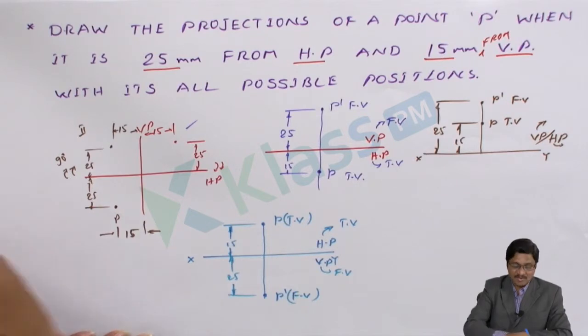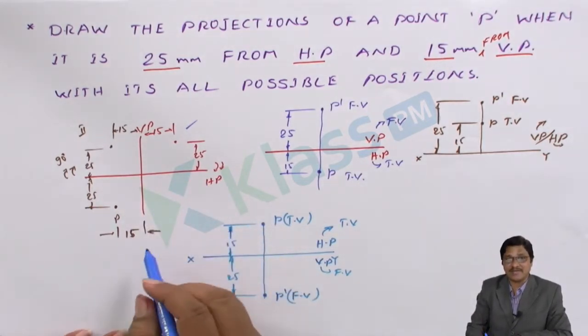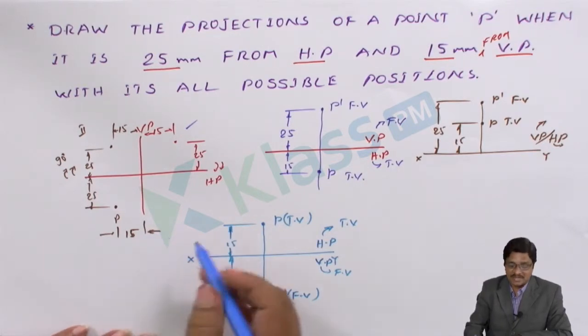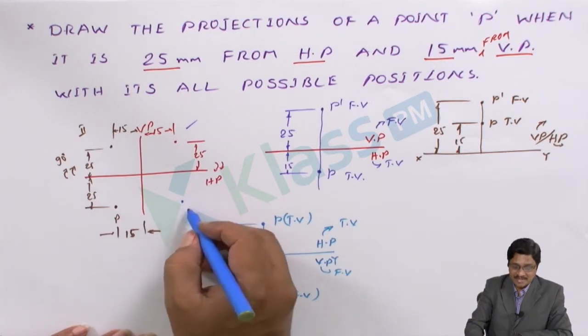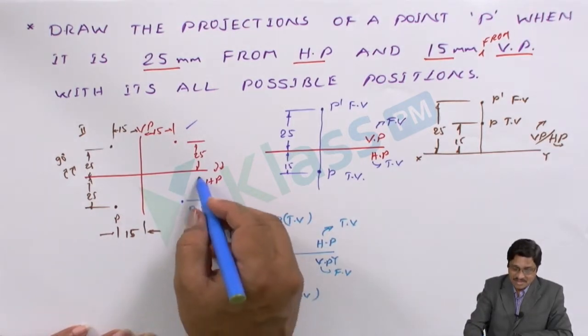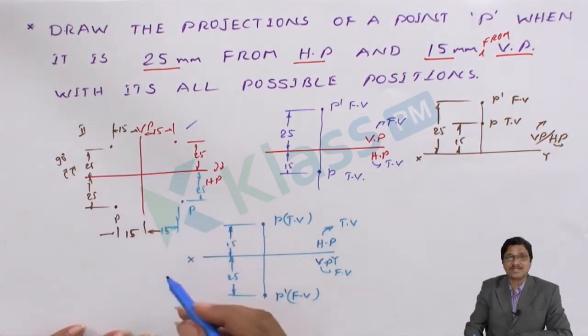Other possibilities can be expected. The point can be below HP but in front of the VP, which speaks about the fourth quadrant. So I may measure the same 25 mm below and 15 mm in front, and show the position, which is 25 and which is 15. So now this is the fourth possibility.